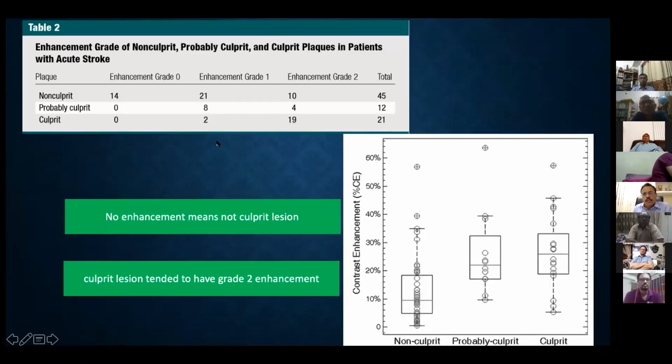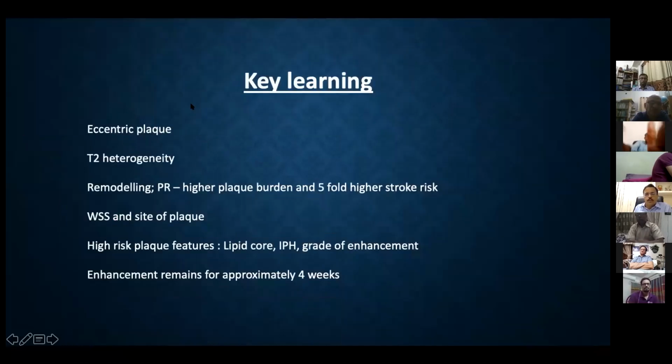So just to summarize about atherosclerosis and vessel wall MRI, we can see these are eccentric plaques, we can see T2 heterogeneity, and through T2 we can see the fibrous cap, we can look for the remodeling, and we know whenever there is a positive remodeling, then there's a high plaque burden and higher risk of stroke.